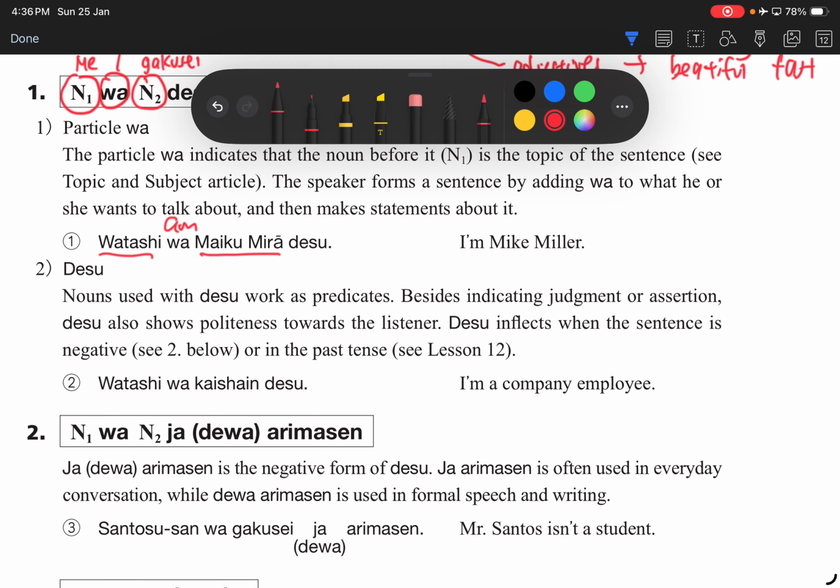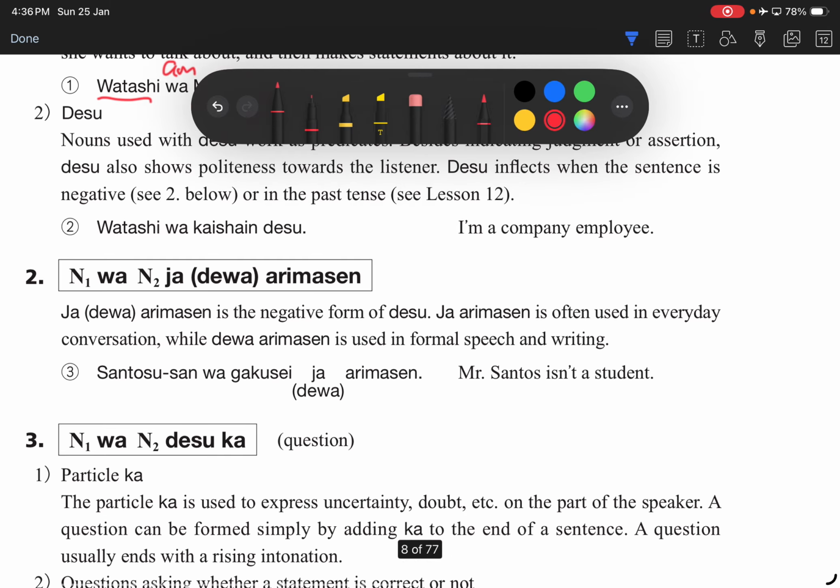Okay, so let's look at number 2. N1 wa N2 dewa, the one in the bracket, dewa arimasen. So desu changes to dewa arimasen to make it negative. When we change desu to dewa arimasen, it becomes I am not Mike Miller. Of course, dewa and ja are interchangeable. If you prefer to use ja, you use ja; if you don't want to use ja, you use dewa. Both have the same meaning. It's just which one you prefer.